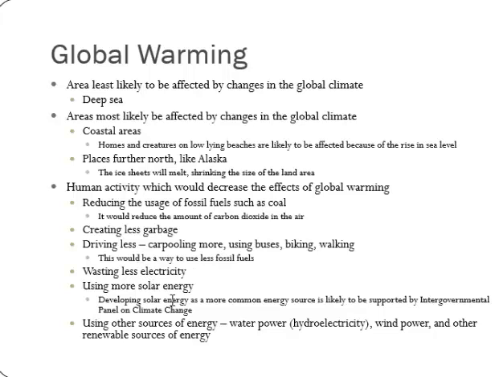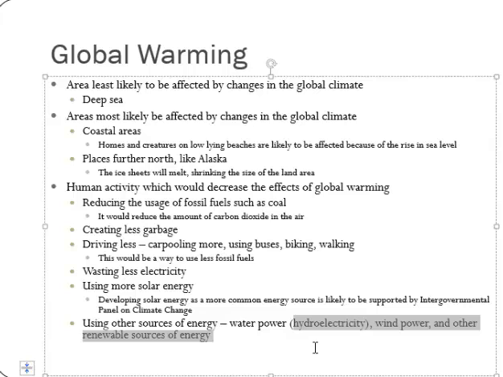So solar energy doesn't require burning of anything. Burning of coal or burning of gas, burning of oil causes carbon dioxide to be released into the atmosphere, but using solar energy like solar panels or wind energy, other types of clean energy, doesn't cause these issues and doesn't cause an increase in global warming. And using other sources of energy like water power, hydroelectric, wind power, and other renewable sources of energy.